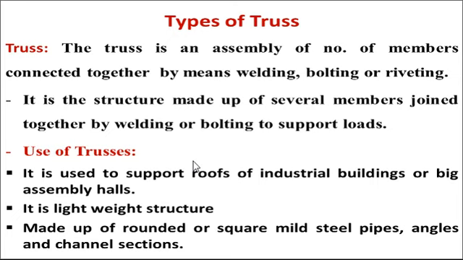The main advantage of this structure is that it is very light in weight, and as it is fabricated in the workshop, it is very accurate for erection. Erection means the process of installation, which is very simple and fast. Normally trusses are made up of round mild steel pipes or square steel pipes, or when the load is heavier, they can be made up of angles or channel sections.